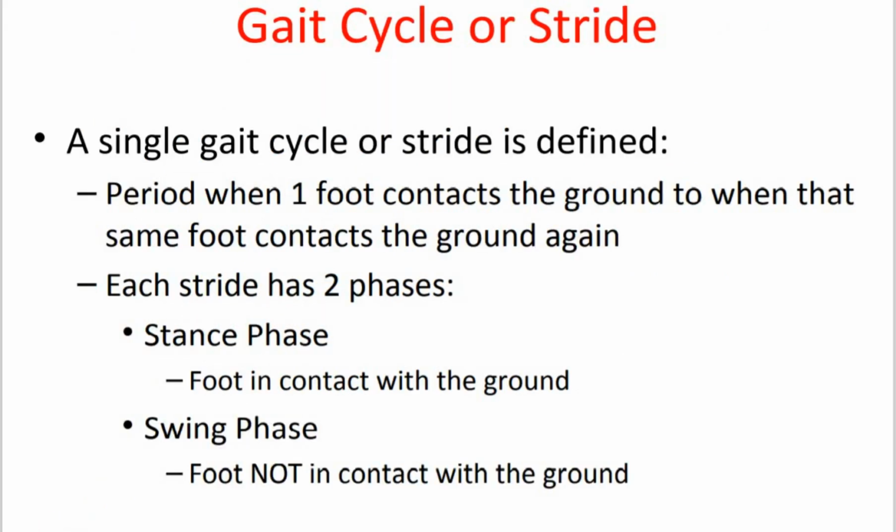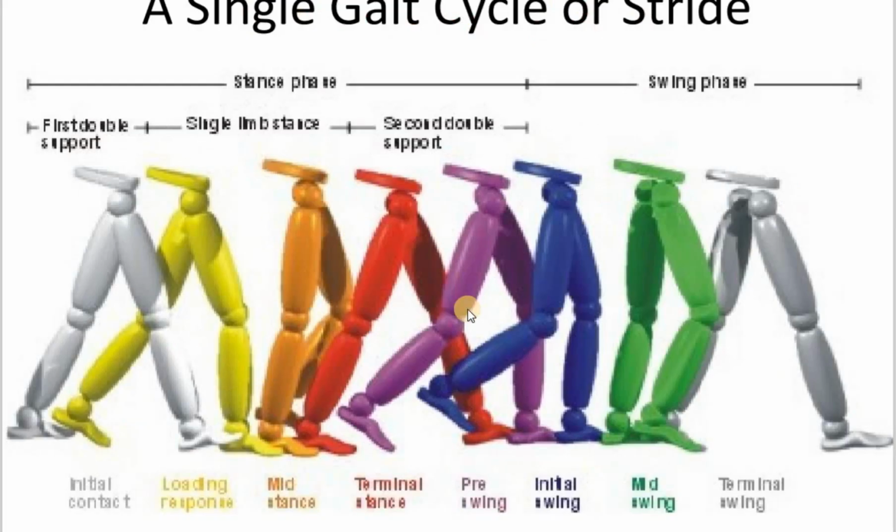So now we are going to see the gait cycle, or stride. A gait cycle or stride can be defined as the period from when one foot contacts the ground to when that same foot contacts the ground again. Each stride has two phases, the stance phase and the swing phase. In the stance phase the foot is in contact with the ground. In the swing phase the foot is not in contact with the ground. This is one of the differences between them. So this explains a single gait cycle, or stride.